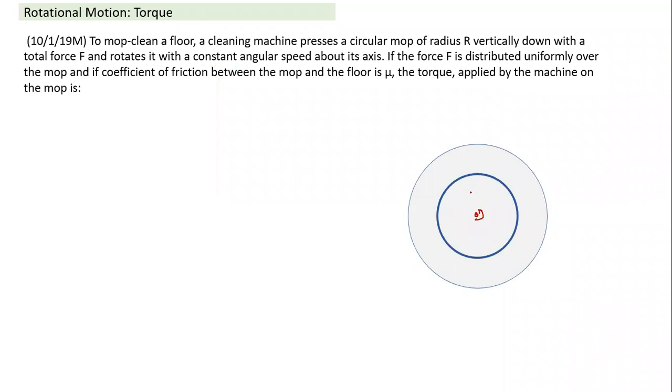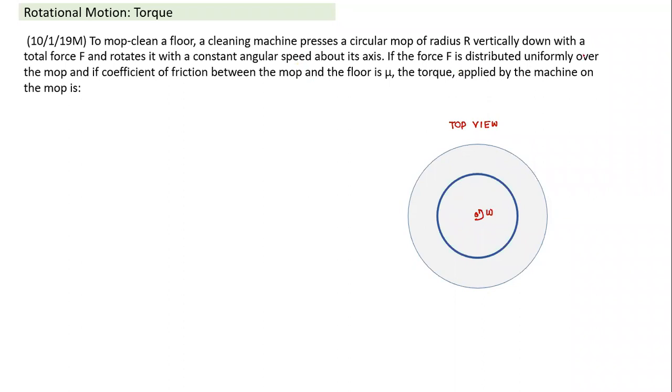It has a circular mop of radius r. Vertically down, it applies a force F in the downward direction. This is the top view. You're looking from the top. In this case, when you apply a force, it is rotating at constant angular speed, so it is rotating with angular velocity omega.